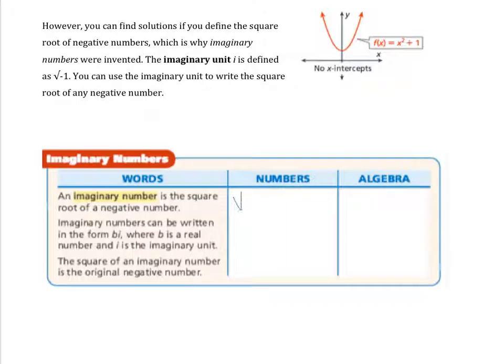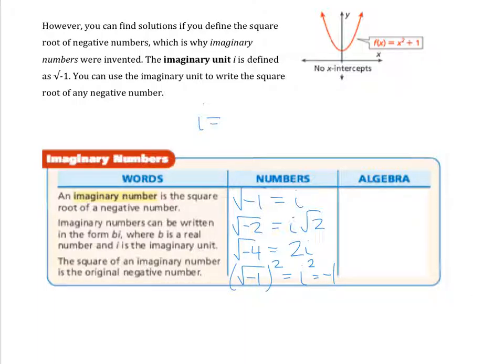First off, the square root of -1 is i. The square root of -2 would be i root 2, or the square root of -1 times the square root of 2. The square root of -4 would be the square root of -1 times the square root of 4, which would be 2i. If we look at the square root of -1 squared, the square root of -1 is i, so it would be i squared, which is -1. So the important thing to realize is i equals the square root of -1, so i squared equals -1.